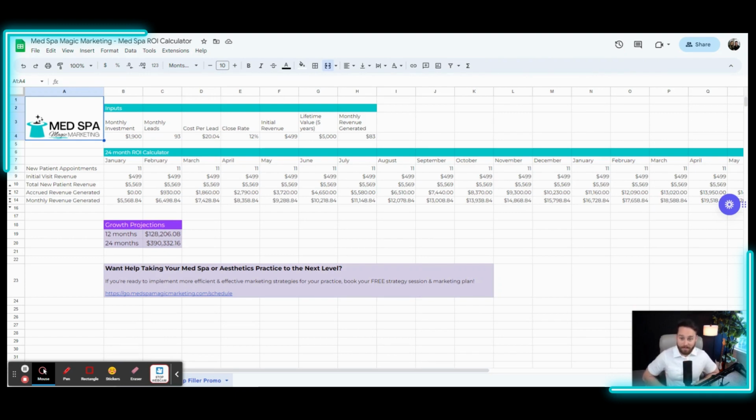And then the flip side of the challenge is not only do the spa owners, practice owners, not have that information, marketing companies really don't provide accurate information because they tend to skew the data in their favor by only measuring lifetime value. So let me show you what I mean by that.